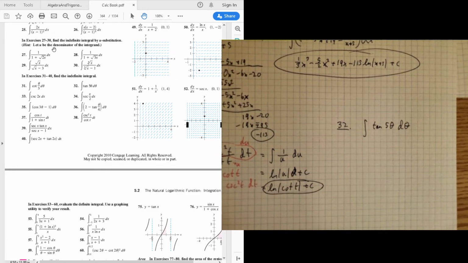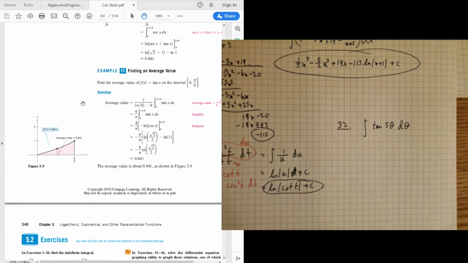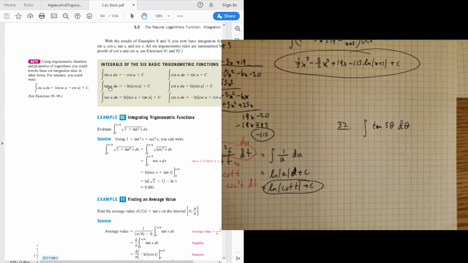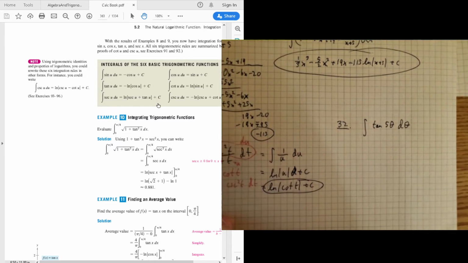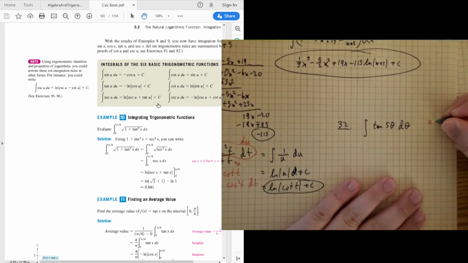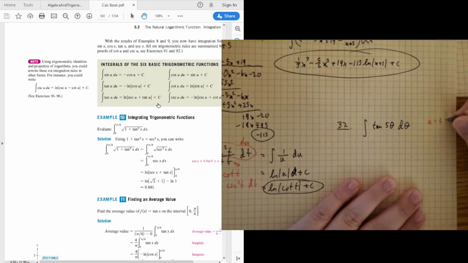Now, if I look at that list, I have an integral for just tangent. It's negative natural log of cosine of u plus c. But I don't have an integral of tangent of 5 theta. So if I could somehow convert that 5 theta into a u, I could then use this integral to find the answer directly by using this integration formula. So here's what I'm going to do. I'm going to force u to be equal to 5 theta.